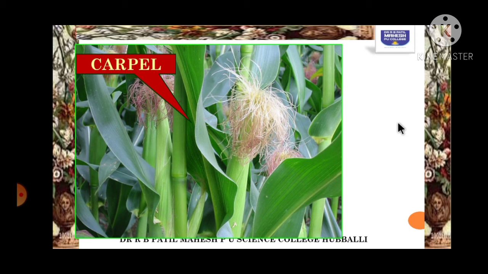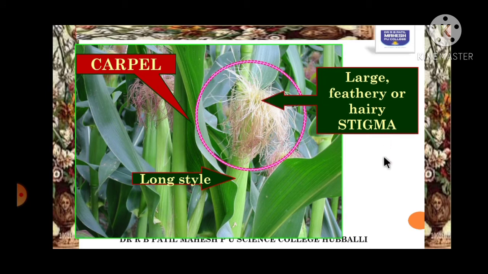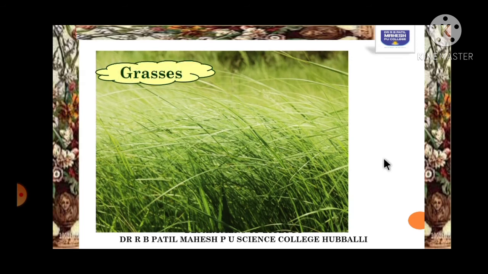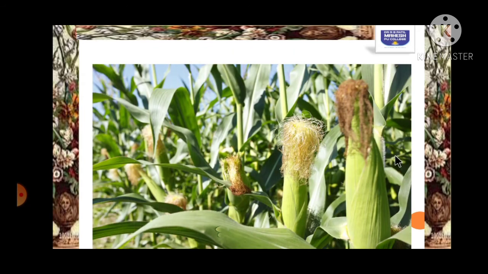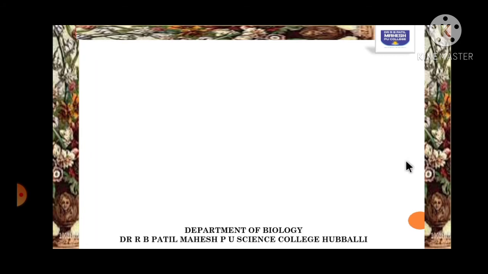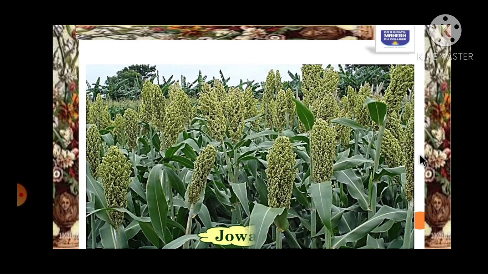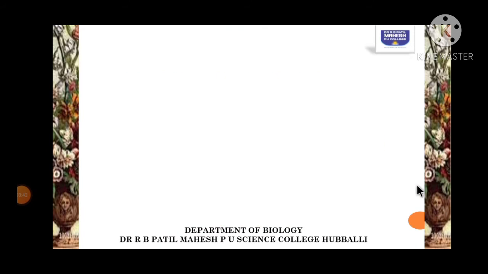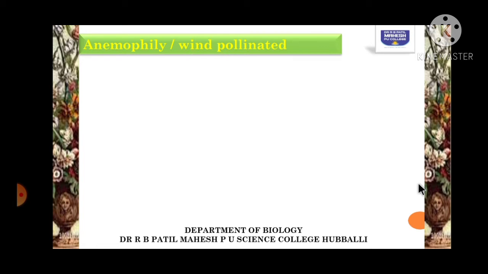So this is the corn plant, where we can see the carpels have a long style and a feathery stigma so that they can catch the pollen grains. This is another plant, grass, which gets pollinated through the agency of the wind. Maize gets pollinated through the agency of the wind. Jowar, and here is the plant sugarcane. This also gets pollinated through the agency of the wind.